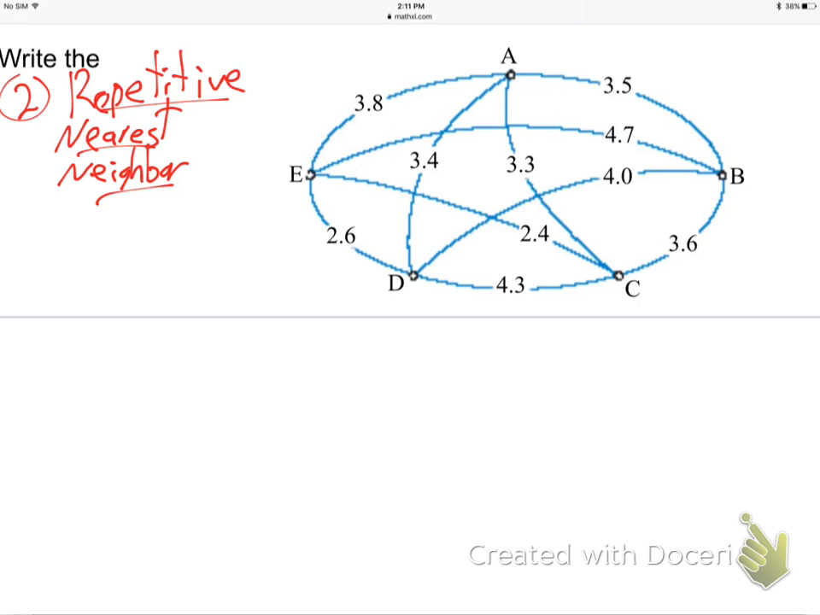All right, repetitive nearest neighbor. What that means is you do nearest neighbor 5 times, starting from every letter. So, okay, let's start at A. Here I'm going to start at A and do nearest neighbor. So starting at A, what's my lowest number from A? Which letter am I going to go to?